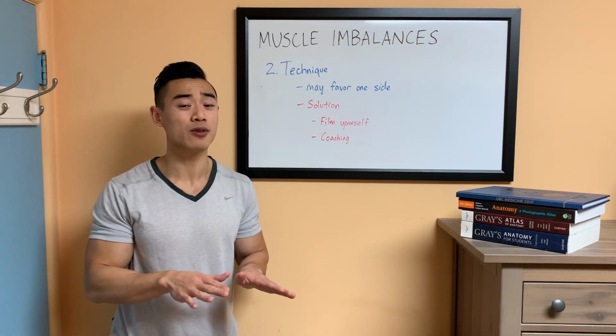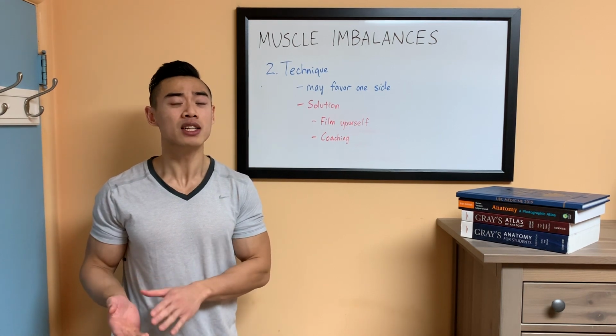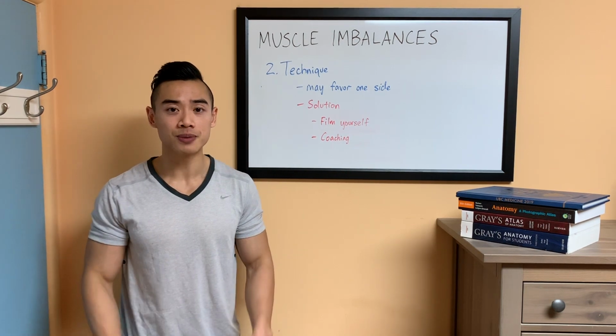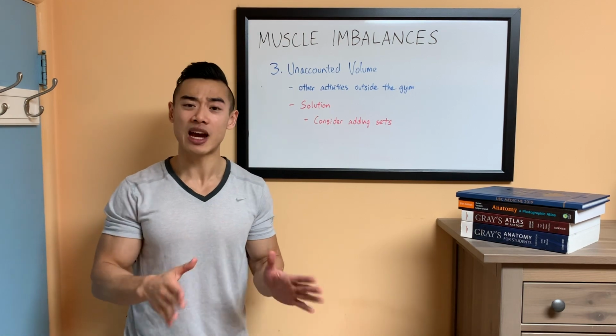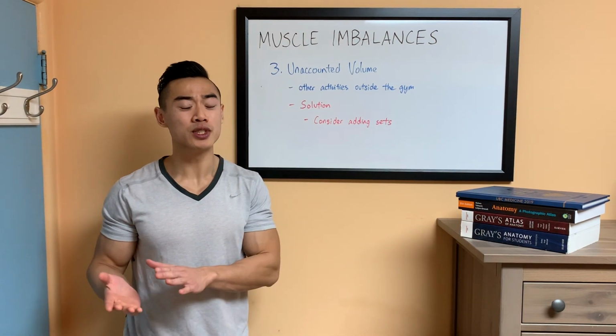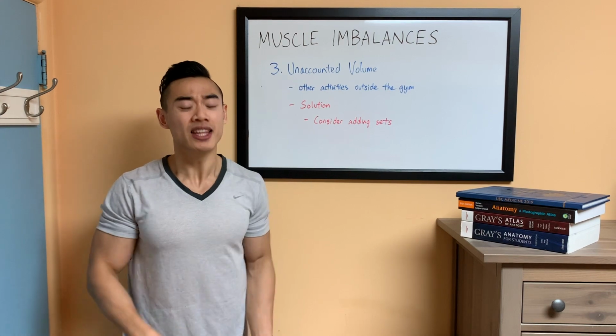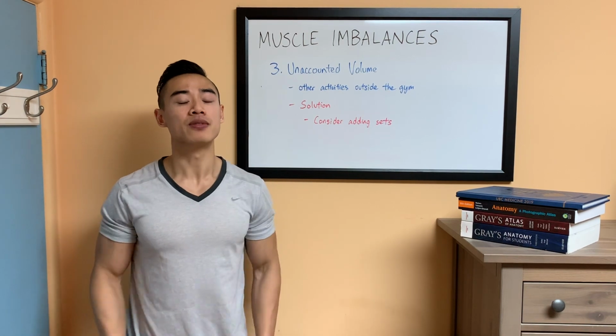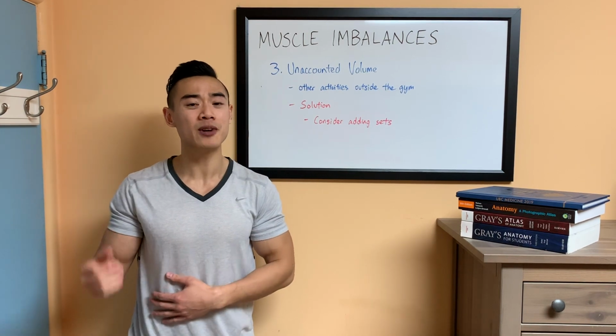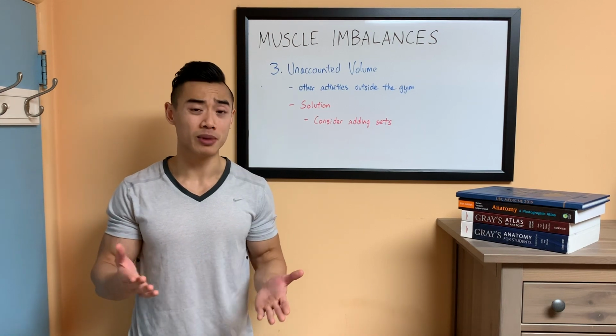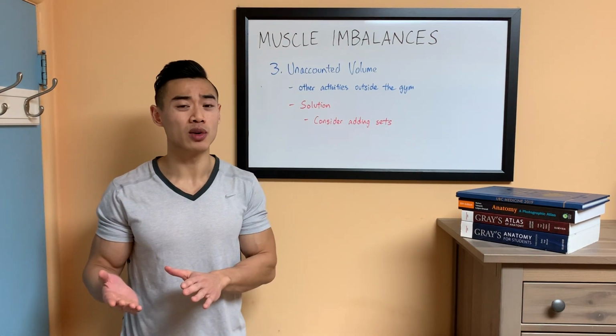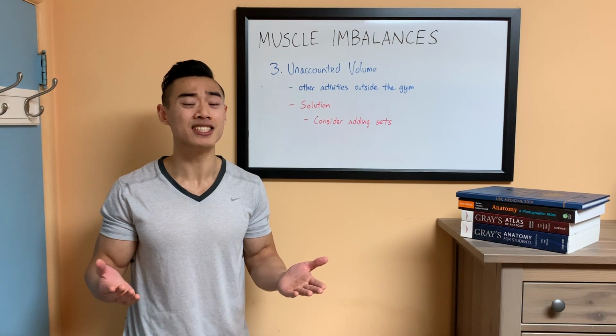So you could get a friend who's well versed in the gym to watch you, or you could hire a coach. Reason number 3 is unaccounted volume. This includes any activity outside the gym that might be favoring one side. For example, you might be a tennis player and have a stronger, bigger, dominant arm. Or this might involve doing something at work where you use your two sides unevenly.